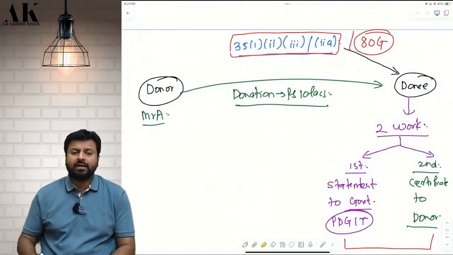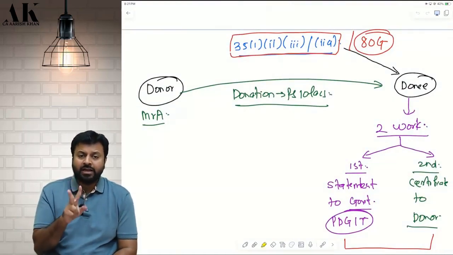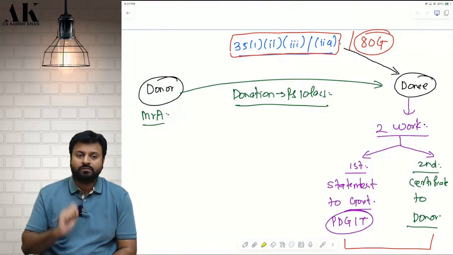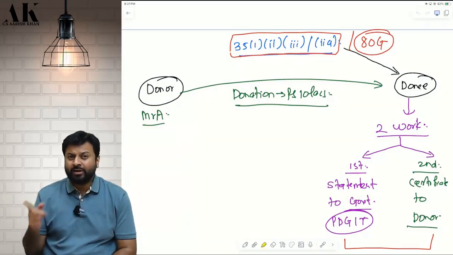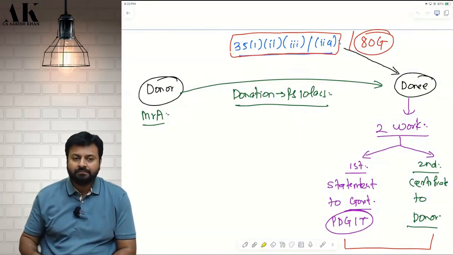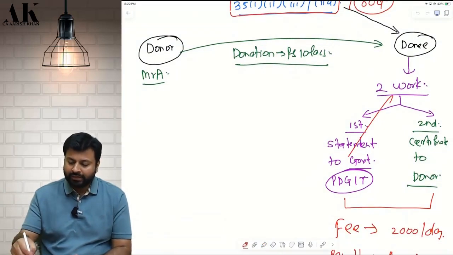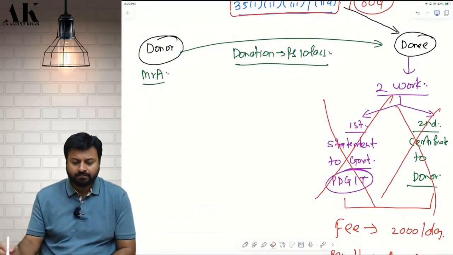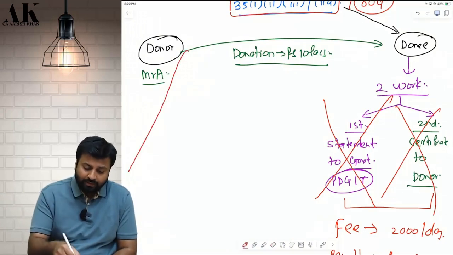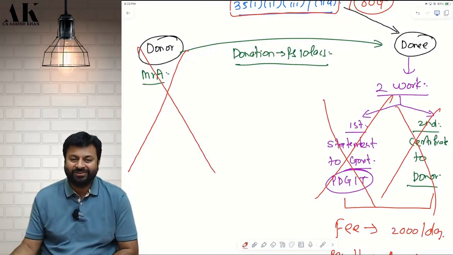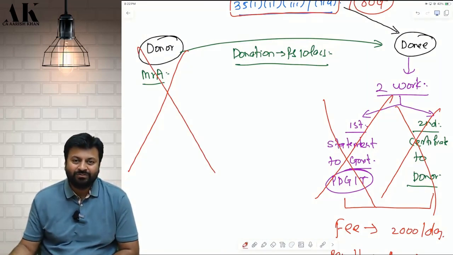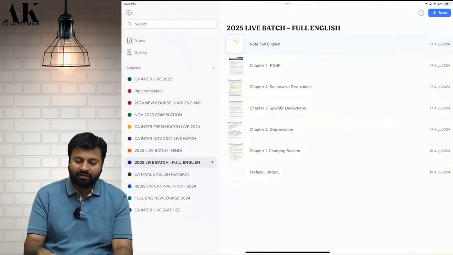Now, these are the two additional formalities, additional compliances that the donee has to do. If the donee doesn't do them, then the donee has to bear the cost of fee and penalty. And one more thing, if the donee does not do these two things, then even the donor will not be allowed the deduction. So the donee's wrongdoing is affecting even the donor. The donor will also be denied the deduction under PGBP of this particular donation.